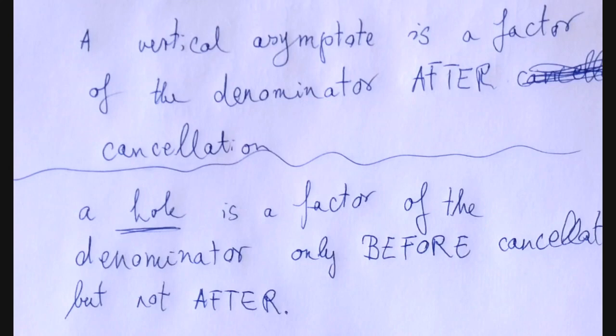And just a side note, that is completely independent of what happens in the numerator. What happens in the denominator determines this. So to find the discontinuities of a rational function, find the zeros of the denominator. Those are all discontinuities. Then cancel out. And whatever stuck around in the denominator is a vertical asymptote. Whatever disappeared from the denominator is a hole. That's it.